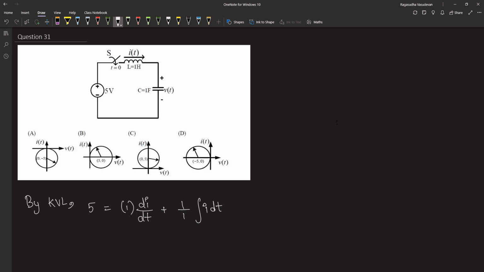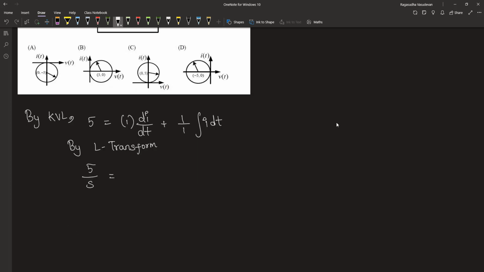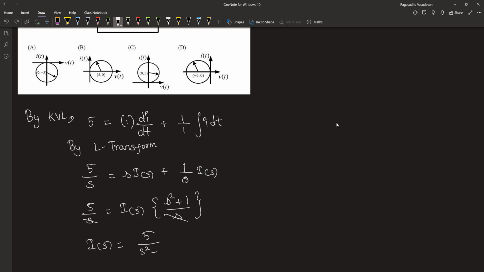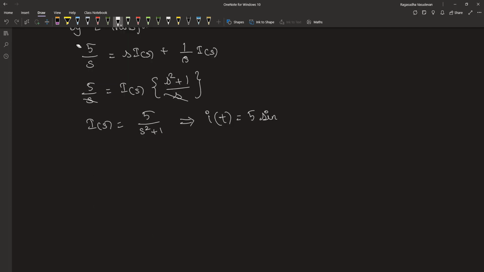So, by taking Laplace transform, we will get 5 divided by s is equal to s into I of s plus 1 by s into I of s. Or in other words, 5 by s is equal to I of s into s square plus 1 divided by s. We can simply cancel off these two and then we can find out the value of I of s as 5 divided by s square plus 1. So this implies that the value of I of t will be 5 sin t.